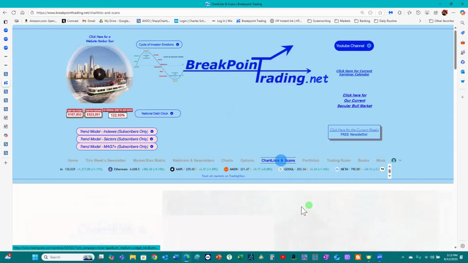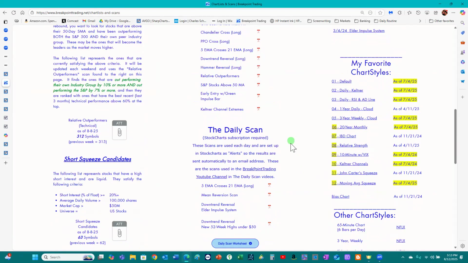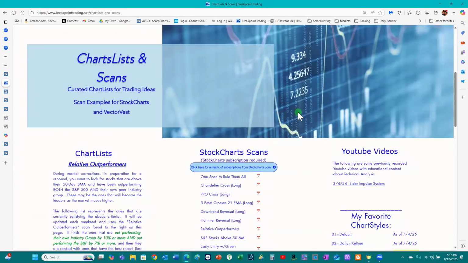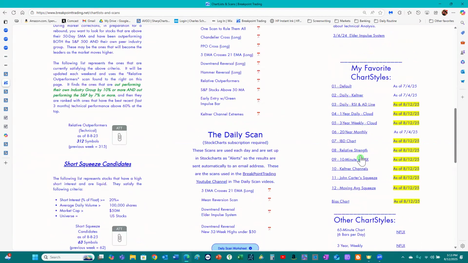If you want those same chart layouts and you want to create your own favorites charts with those, let me refresh this because I just updated these. So right on the chart list page for subscribers, right over here are all of those that I just showed you. These are all of my favorites right here. See, I just updated these today so that these will look just like the ones I just showed you. You can just click on any one of these.